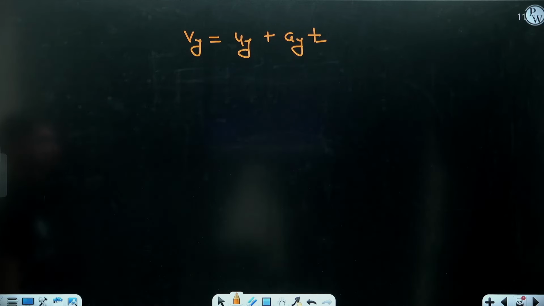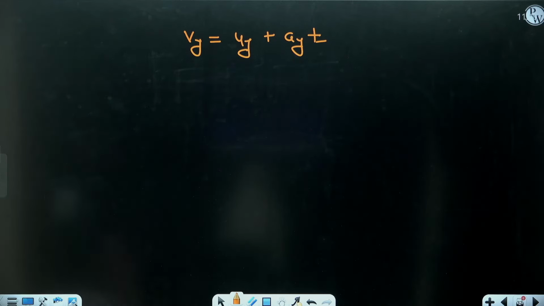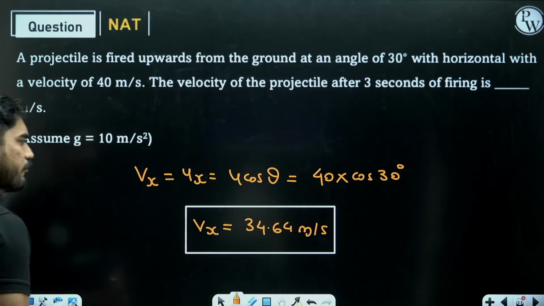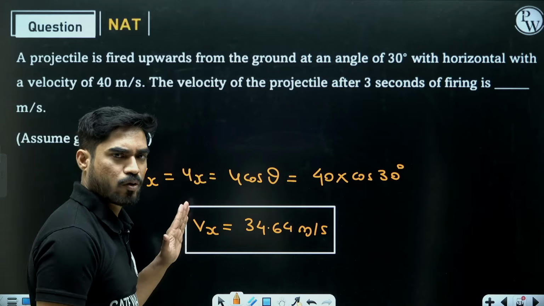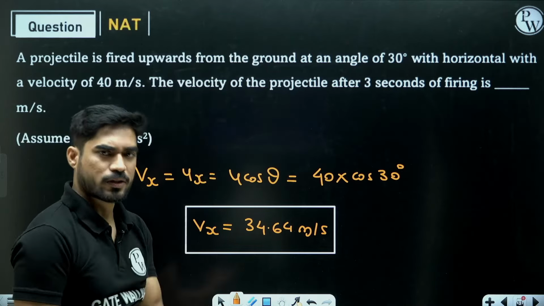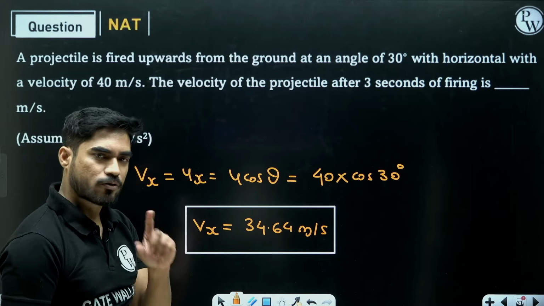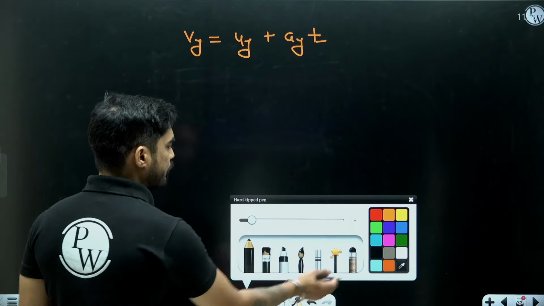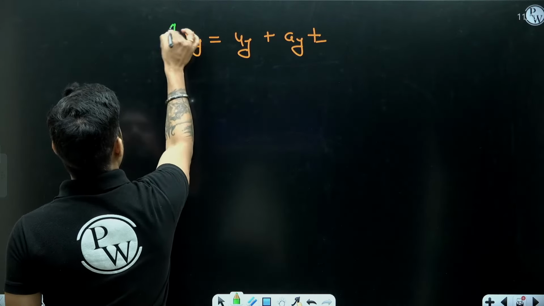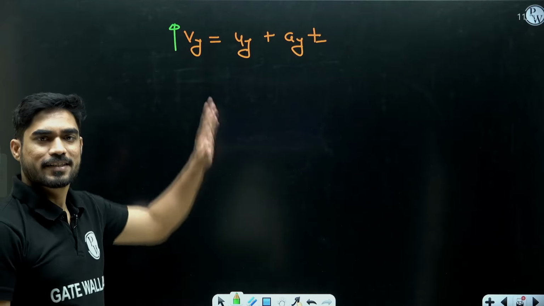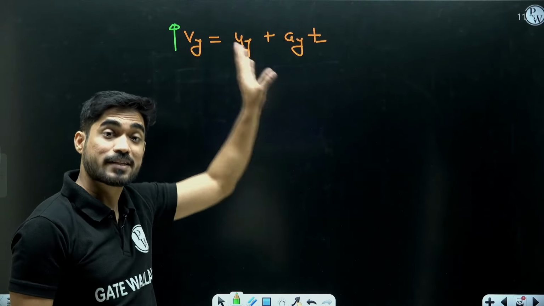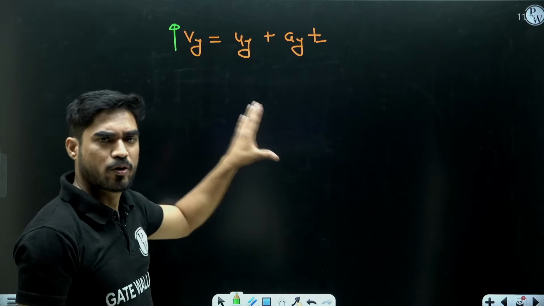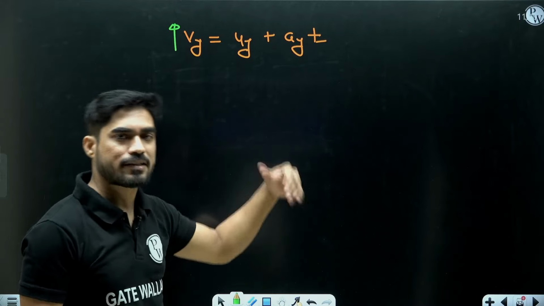Now understand this. Here also we need to mark the arrows. Now do you know whether after 3 seconds this body will be going up or down? Do you know that? No, we don't know that. So what we are going to do is we will make some assumption. Let's assume that after 3 seconds it is going up. If I get a positive answer, my assumption is correct. If I get a negative answer, my assumption is wrong. You can also assume that it is going down. If you are getting positive answer, your assumption is right. If you are getting negative answer, your assumption is wrong.